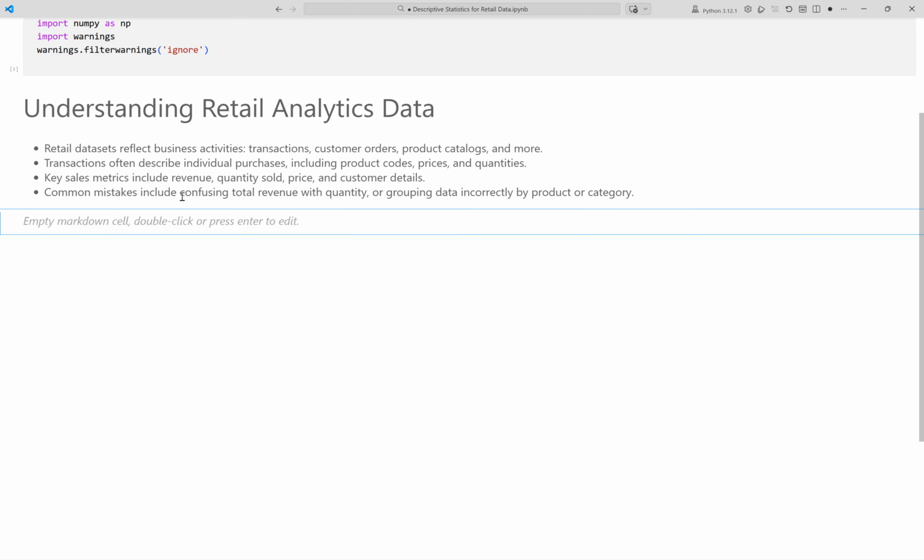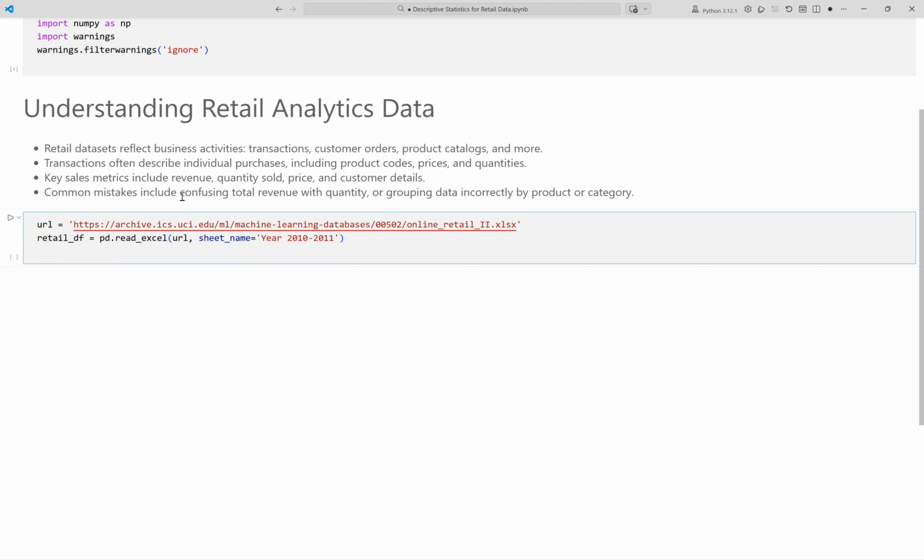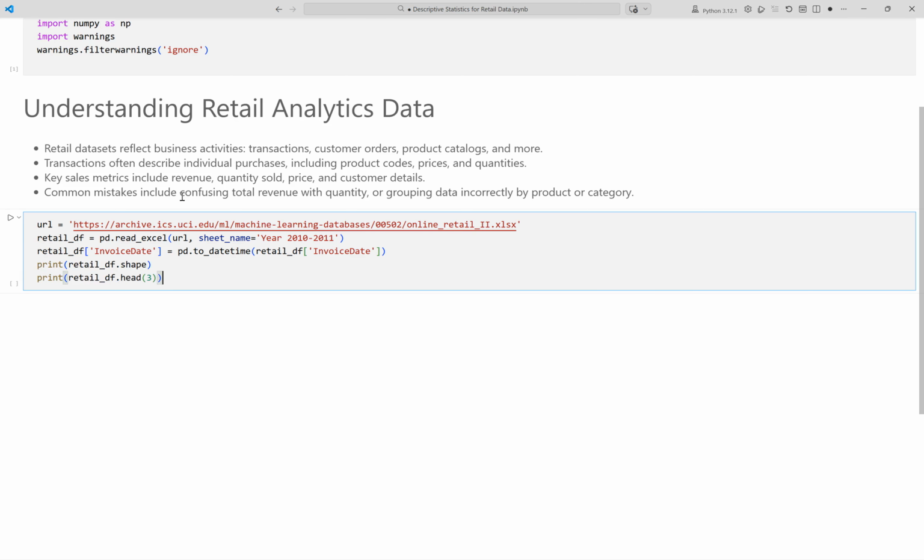We start by loading a real retail transactions dataset from the UCI machine learning repository. We specify the sheet containing retail data for 2010 to 2011. We convert the invoice date column so we can analyze sales over time. We print the dataset size so we can see how much data we have. We preview the first 3 transactions to check the data format.